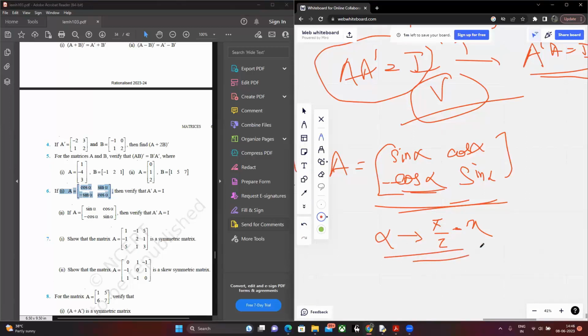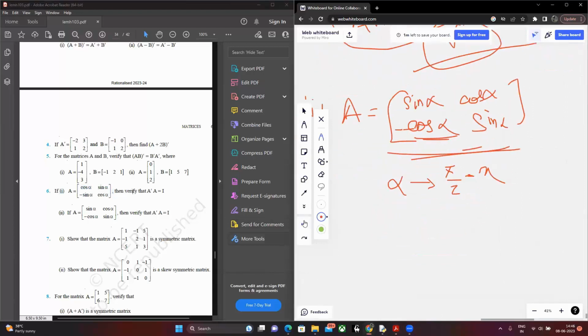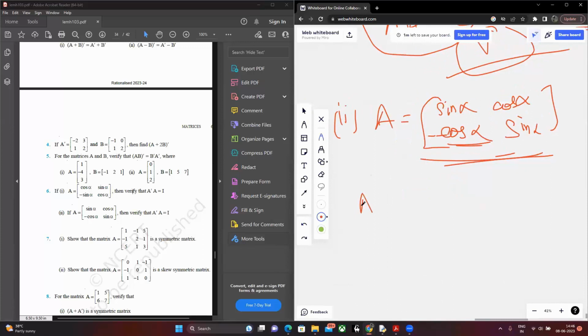But instead of doing this whole thing, I'll just go ahead with a straightforward approach and say that since A is this, then A dash is going to be sine alpha, minus cos alpha, cos alpha, and sine alpha over here, right?